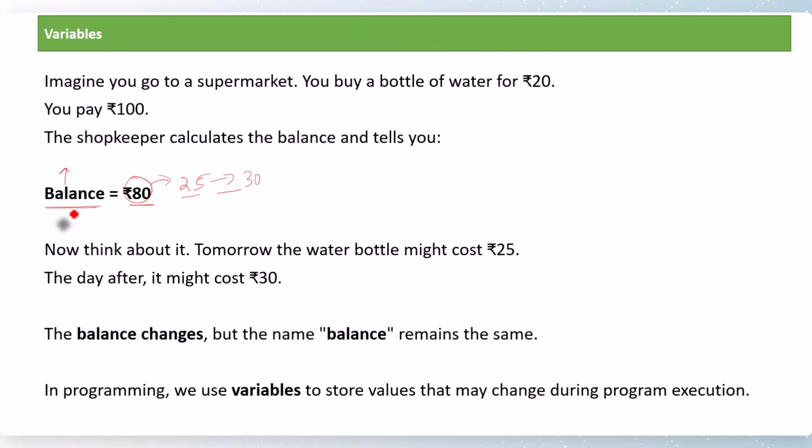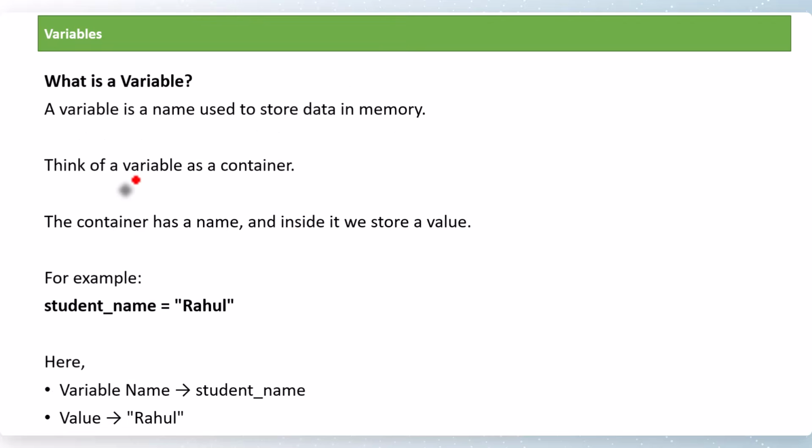In programming language, we use variables. Okay, we use variables to store some value. I want to store this 80. So then you can use the variable. Variables are used for storing the values that may change during the program execution.